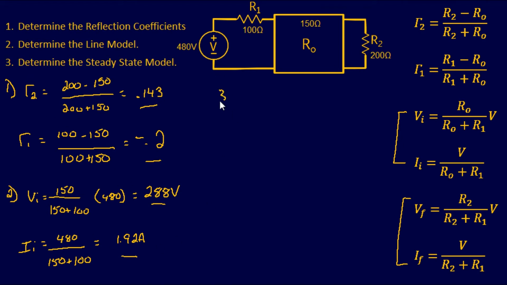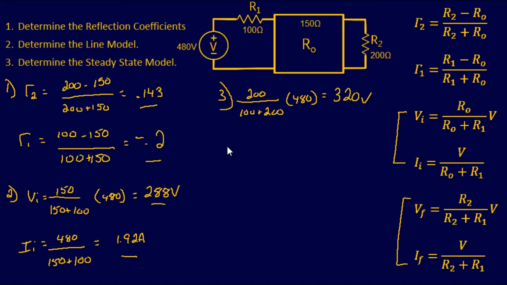All right, number 3, we're going to determine the steady state model. Very simple, plug and chug in as well. So this one we have R2, which is 200 ohms. This is our load resistance. Then over R2 plus R1, so that's 100 plus 200, times 480 volts. Gives us an answer of 320 volts.